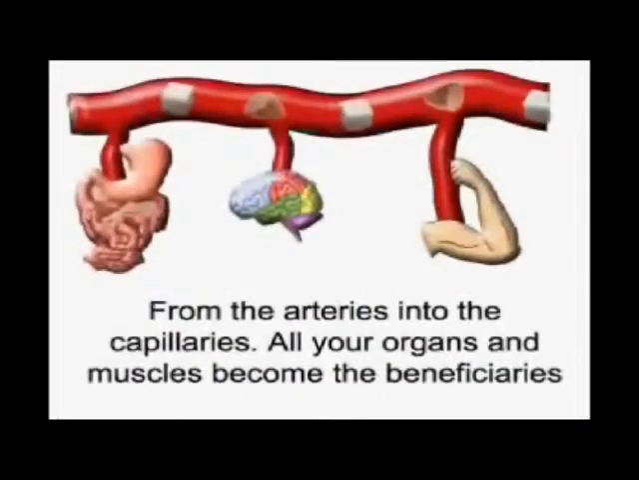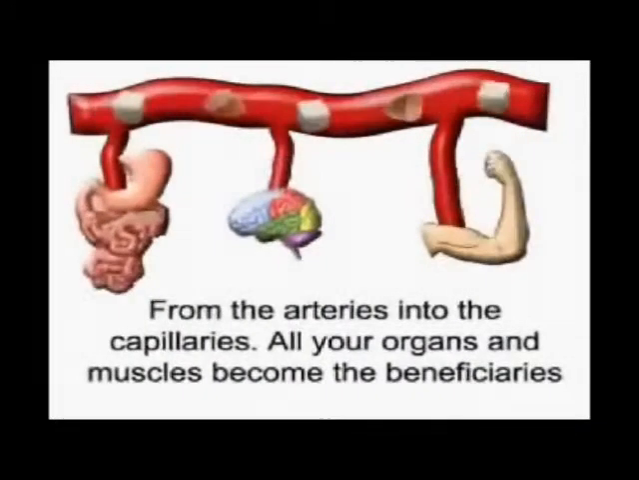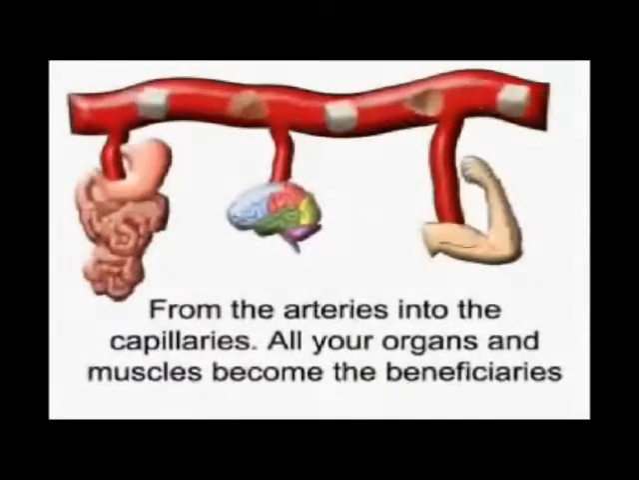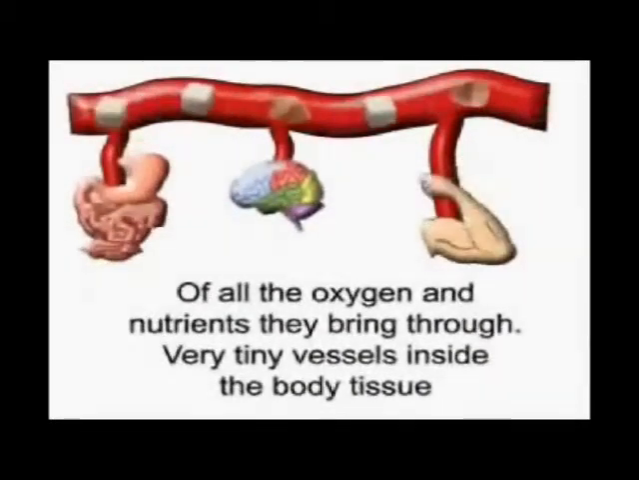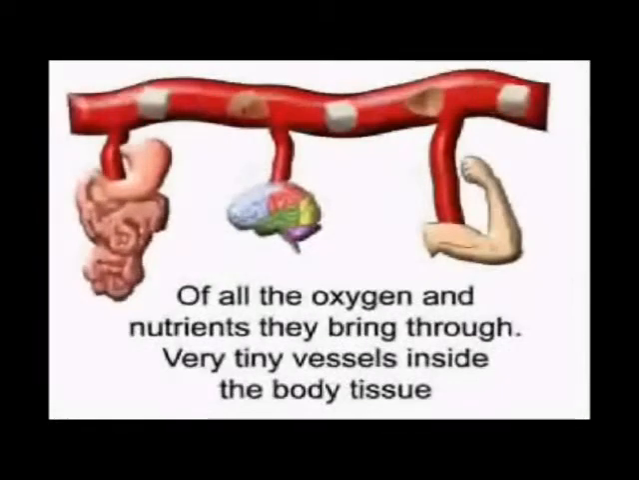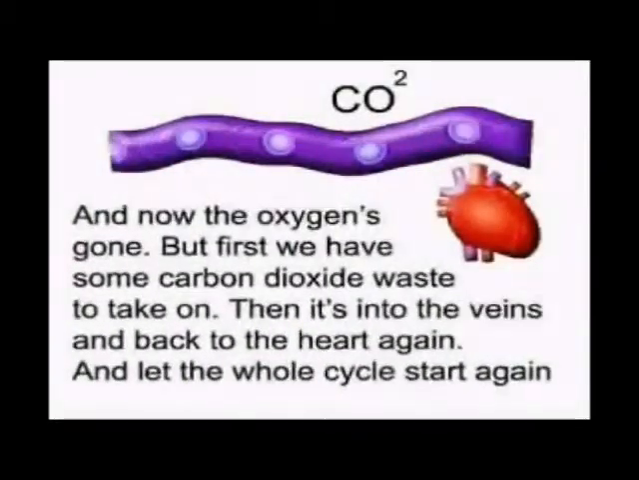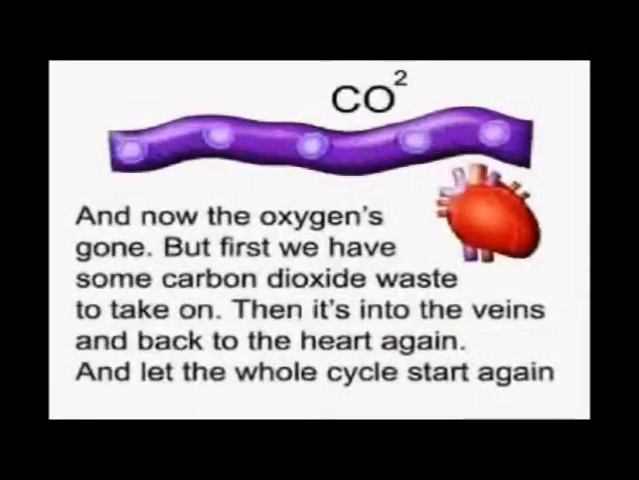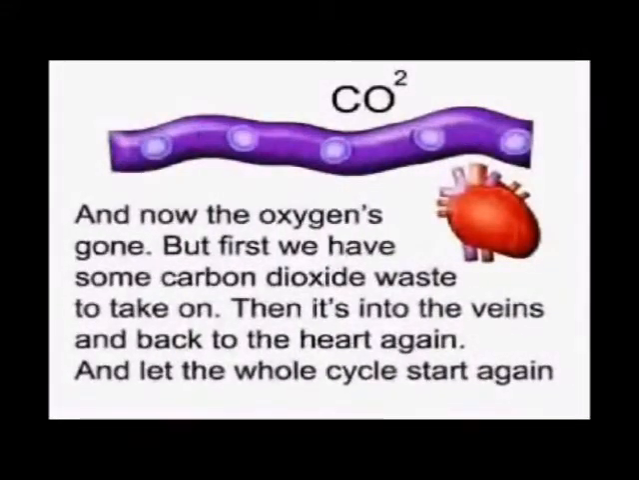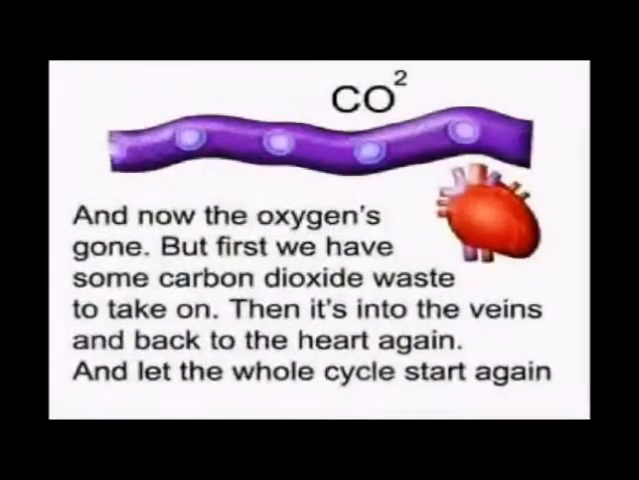From the arteries into the capillaries, all your organs and muscles become the beneficiaries of all the oxygen and nutrients they bring through very tiny vessels inside of the body tissue. And now the oxygen's gone, but first we got some carbon dioxide waste to take on, and it's into the vein and back to the heart again, and let the whole cycle start again.